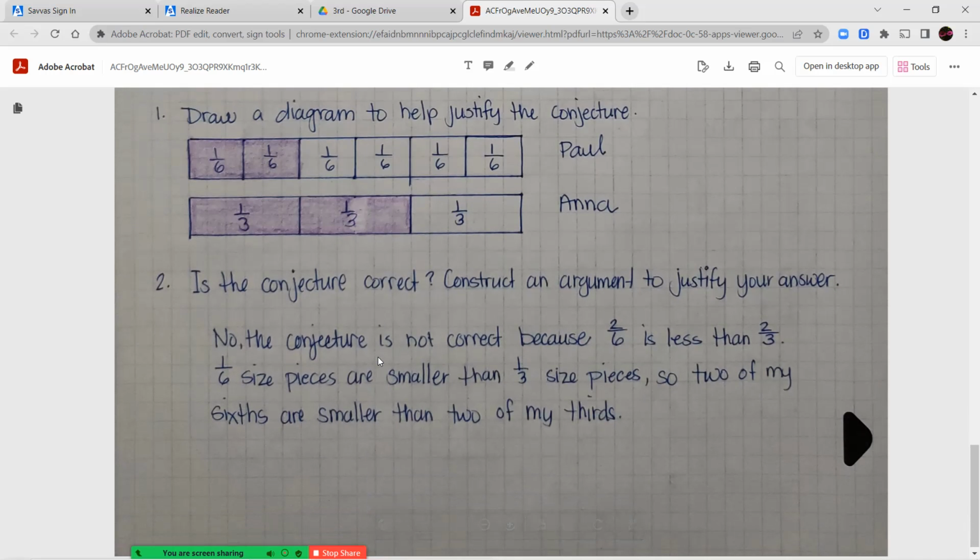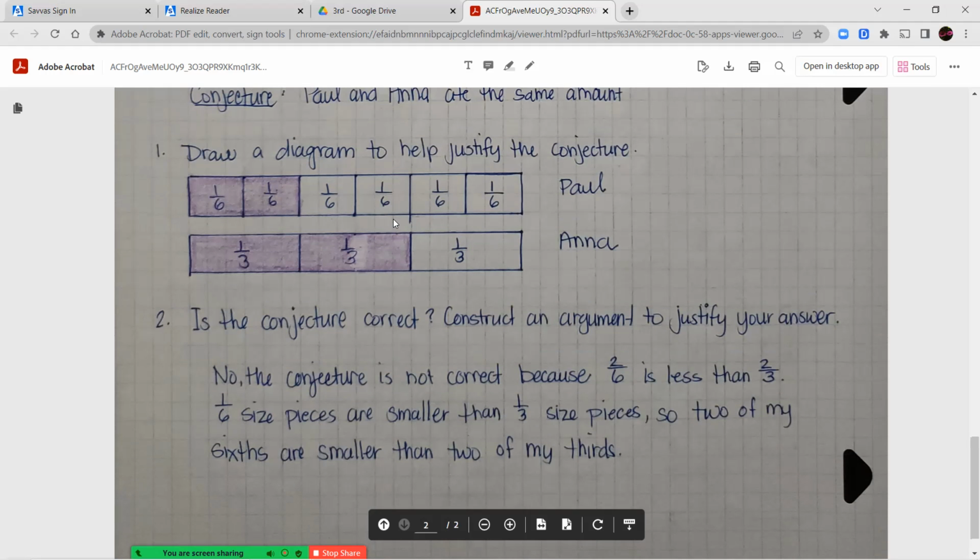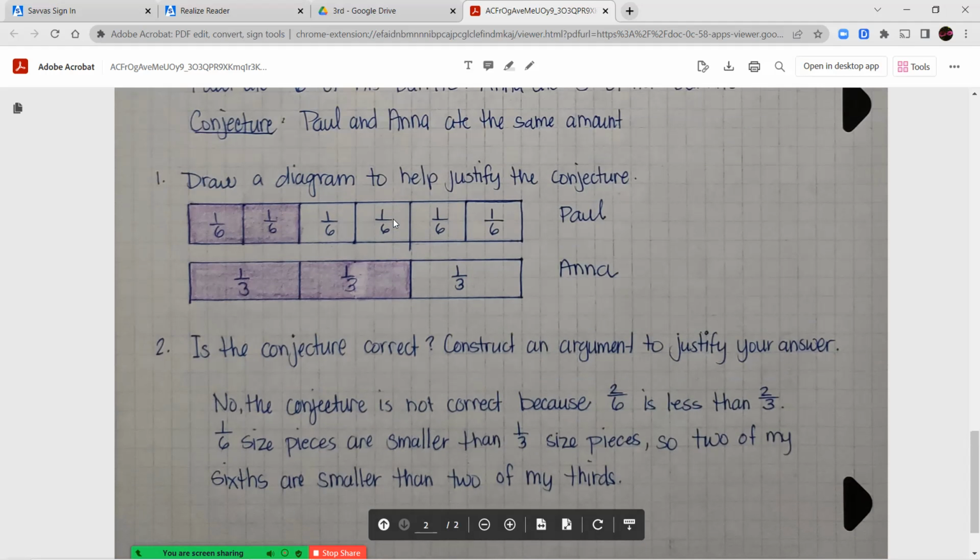For number 2, it says, is the conjecture correct? Construct an argument to justify your answer. I can see right away here that the conjecture is not correct because 2/6 is less than 2/3. 1/6 size pieces are smaller than 1/3 size pieces. So 2 of my 1/6 size pieces is going to be a lot smaller than 2 of my 1/3 size pieces. Therefore, the conjecture is incorrect. It's not true.